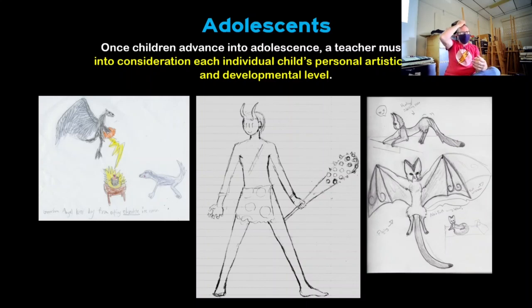So you might have an adolescent in an art class who's still kind of drawing a little bit like the developmental level before them. You might have one who's really starting to hone their skills, and you might have somebody who's doing work that's on the level of somebody you might expect to be in college, or even someone who's a professional. All those things can happen in adolescence.